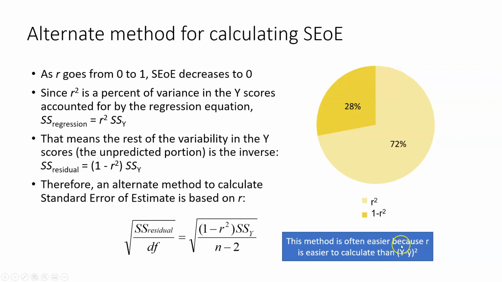This method is often easier to compute because R is easier to calculate than going through every single point in your data set and trying to run it through the equation to figure out what is y minus y hat and then squaring it. You'd have to run every single value through your equation to get the prediction value, compare the difference between what it actually was and what we thought it'd be, and then square it. So sometimes R is easier to compute, and you can use this formula, and it gets you the same answer a little faster and easier.